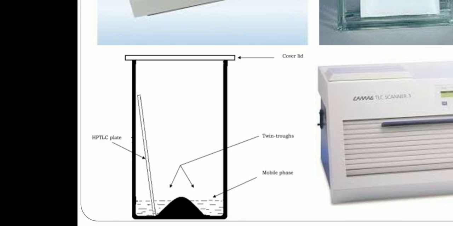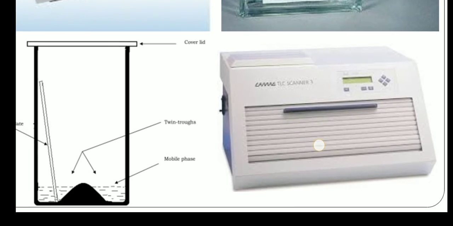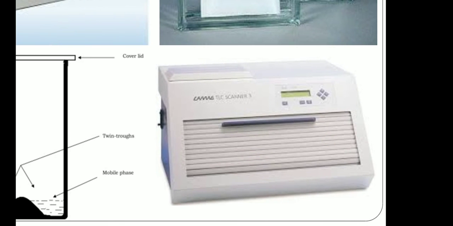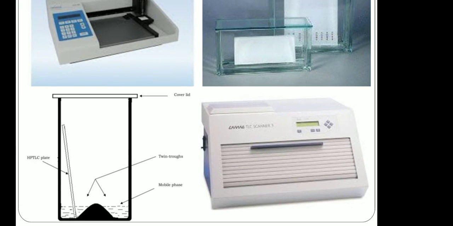Anyway, we are using any one side of that chamber. Our purpose is the movement of the mobile phase through the plate. That movement is possible with only a minute quantity of mobile phase, so the solvent wastage can be minimized by using this type of chamber. This is known as the twin trough chamber. Two troughs are there, hence the name. And this one is the TLC scanner, the HPTLC plate scanner.